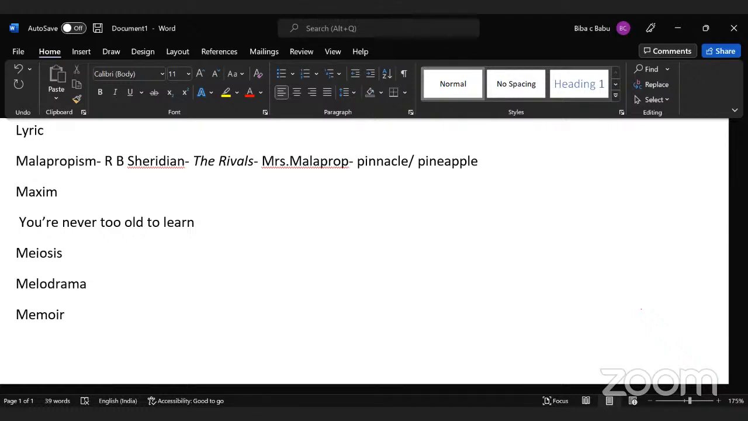Next is memoir. Memoir is a narrative account of a personal experience. See, you have autobiographies and such. When there's an autobiography, it is a memoir. You are recording the personal experience, or focusing on a particular event or incident in a person's life. That is called memoir.